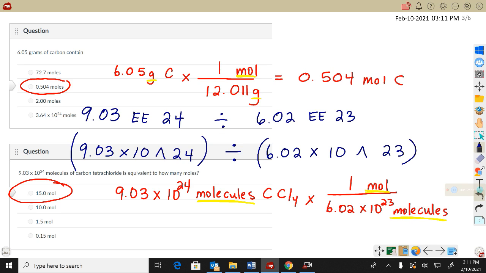Now, the other option is to use your noggin and maybe your understanding of scientific notation. 10 to the 24th is like 1 power of 10 greater than 10 to the 23rd. So you could flip this decimal spot one place, and you could do 90.3 divided by 6.02. Depending on how well you know scientific notation, any of those will get you the right answer. About 15 moles.